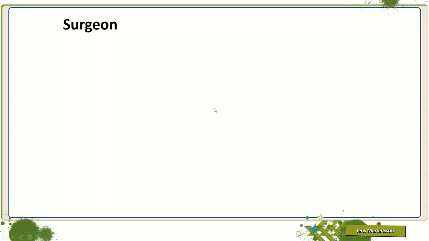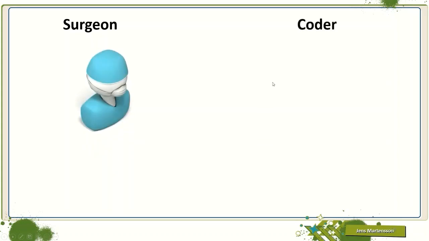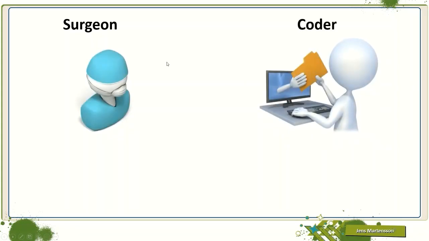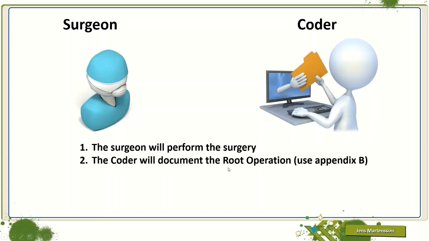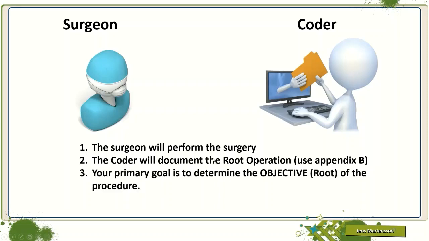We're going to have this exercise. It's surgeon to the coder. The surgeon will perform the surgery. The coder will document the root operation. You'll need to use your Appendix B or Appendix C, but your primary goal is to determine the objective or the root of the procedure. Okay? You all with me?